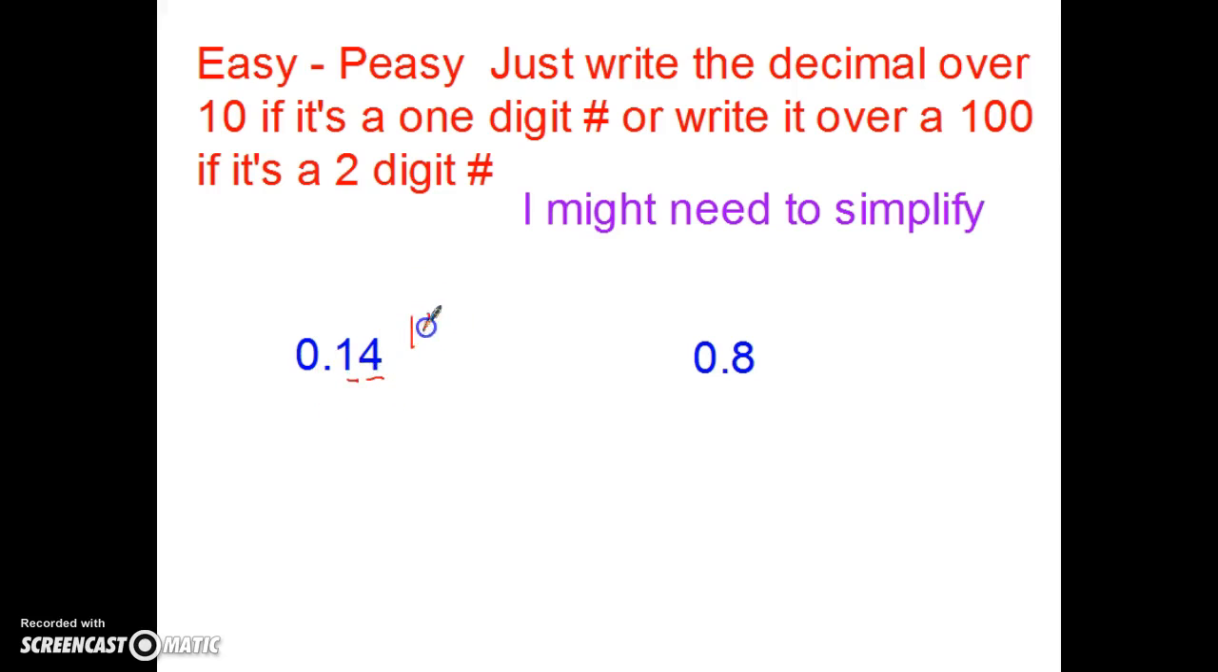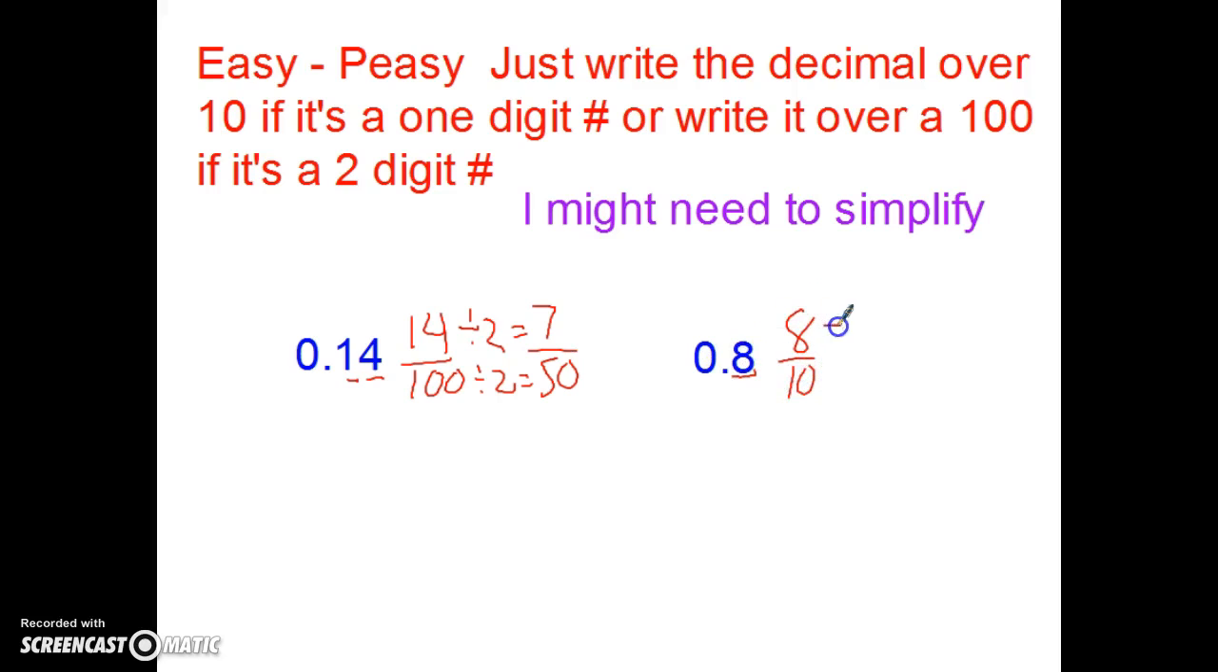Tenths, hundredths, 14/100ths. Can't divide by 10 or 5. They are both even, so I'm dividing by 2. Half of 14 is 7. Half of 100 is 50. 7/50ths. They're not even anymore. 3, 6, 9. Can't divide by 3.